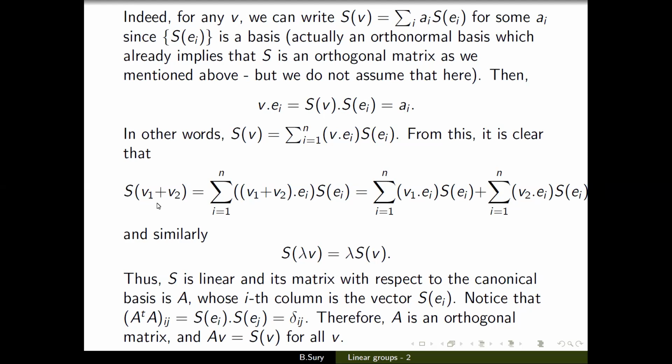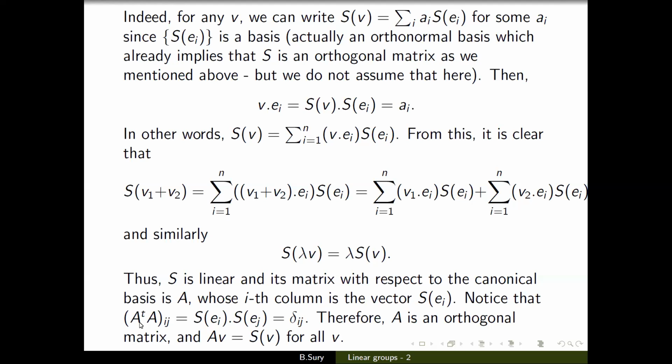We want to say S of V1 plus V2 is S V1 plus S V2. So S of V1 plus V2 is just V1 plus V2 dot EI. And since this is linear, V1 dot EI plus V2 dot EI. So we get this. Similarly, you get S of lambda V. So S is linear. It is a matrix with respect to the canonical basis whose ith column is the vector SEI.